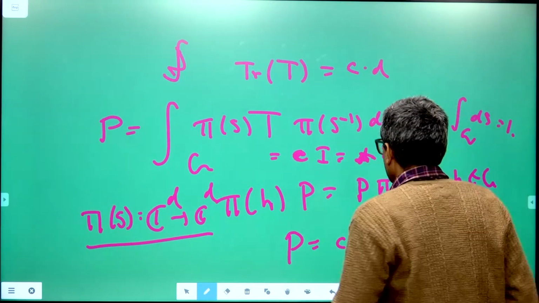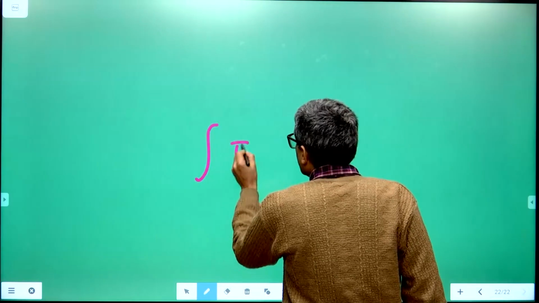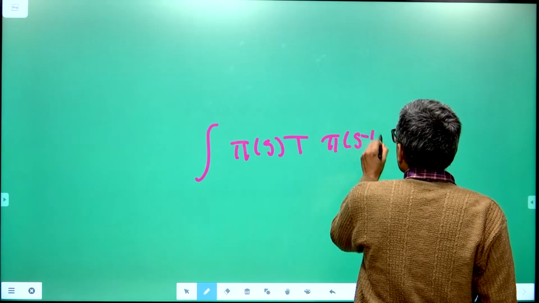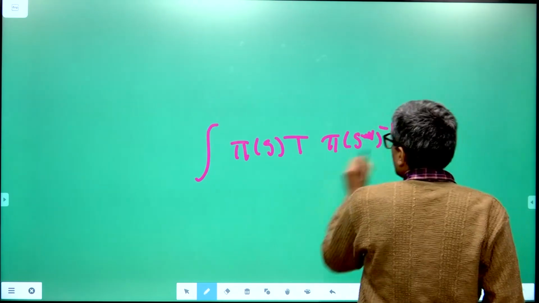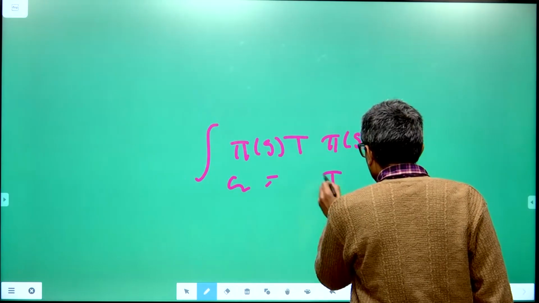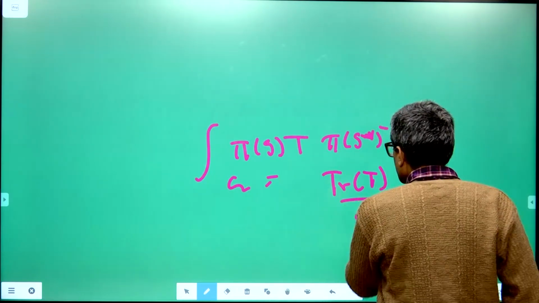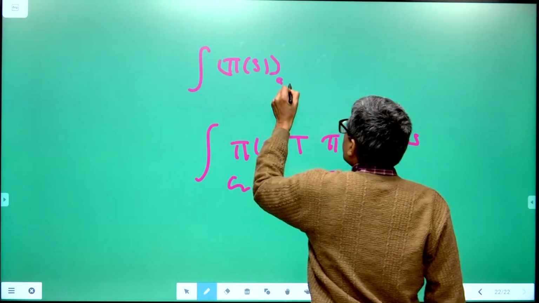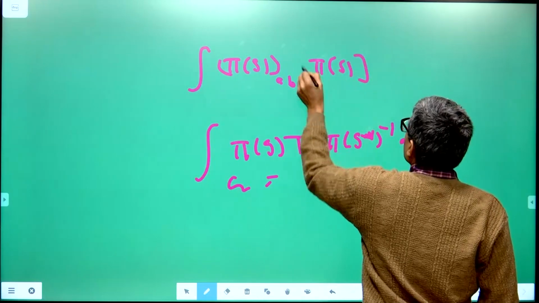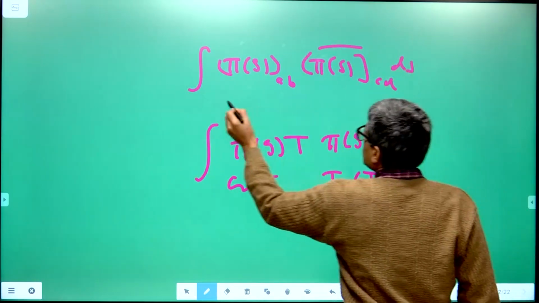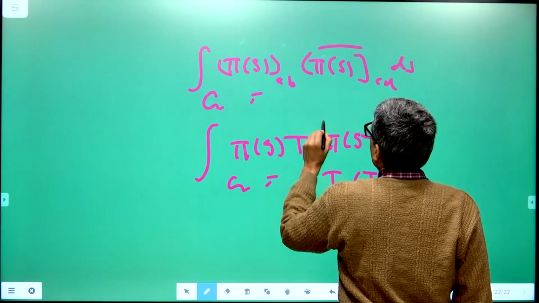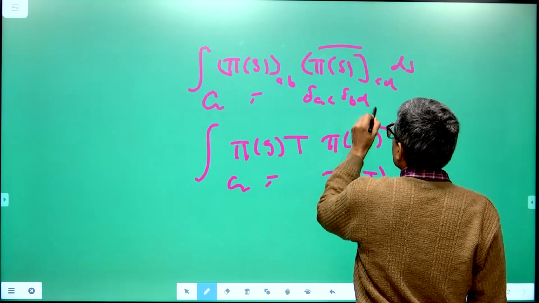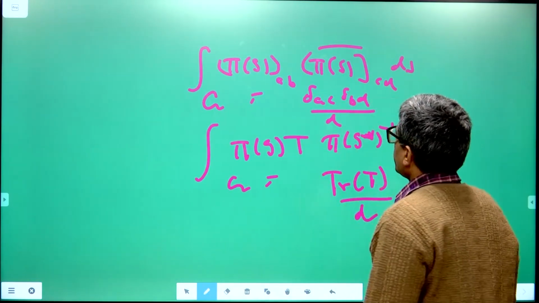Since T is an arbitrary matrix, what I have shown is that if π is an irreducible representation, then the integral of π(g) T π(g inverse) dg over G is equal to trace of T divided by d. And since T is arbitrary, from this you will immediately deduce that the integral of π(g)_AB times the conjugate of π(g)_CD dg over G is equal to δ_AC δ_BD divided by d. This is called the Schur's orthogonality relations.